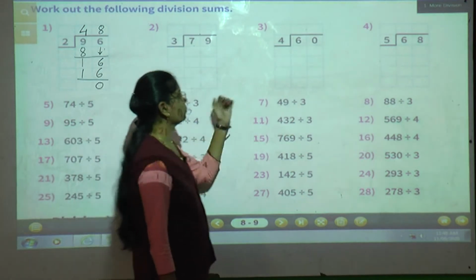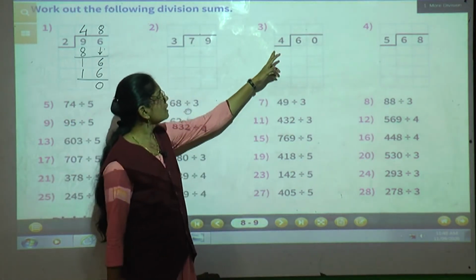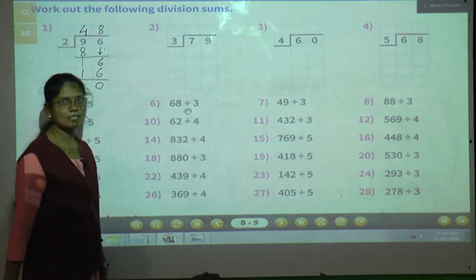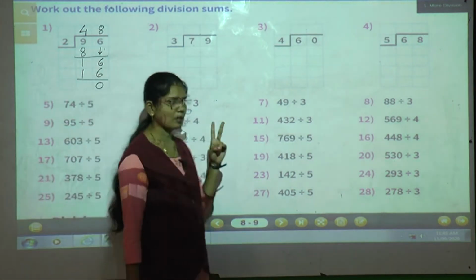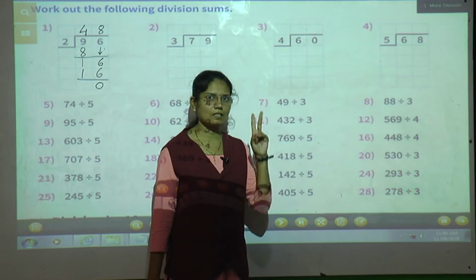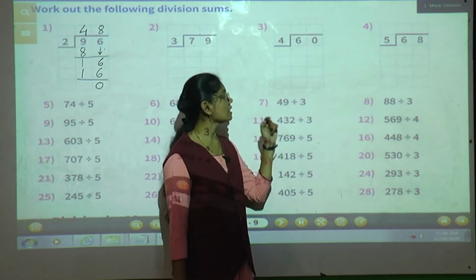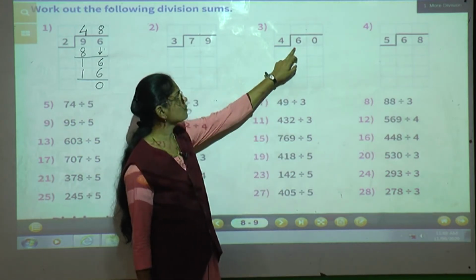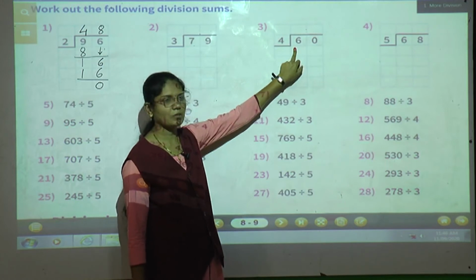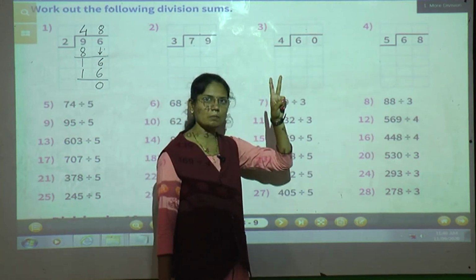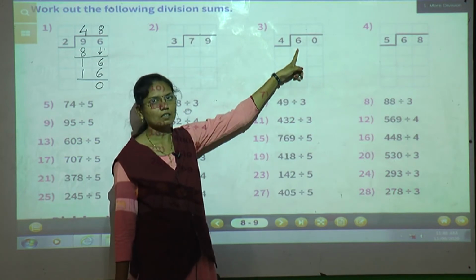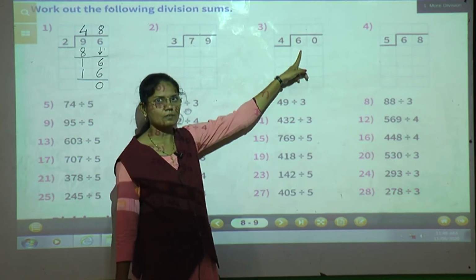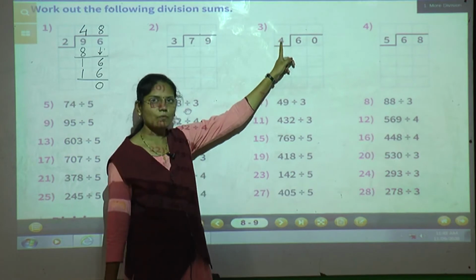See here, look at the board. 60 divided by 4. Now again 60, it is a 2-digit number. 60 divided by 4. So first we will divide the tens, because 60 it is a 2-digit number. How many tens are there? Here 6 tens are there. Yes, so 6 divided by 4.